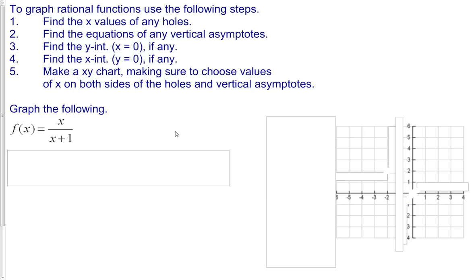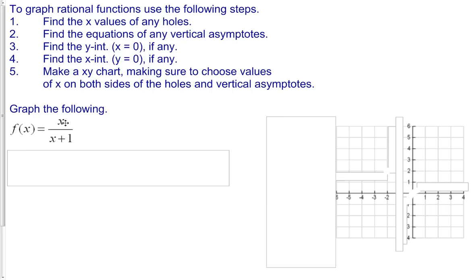Now we're going to actually graph rational functions. To do that, we need to identify holes and vertical asymptotes and then create a t-chart or use our calculators to graph the function. If we choose, we can use the x and y intercepts as a starting point that will give us some good places to plot on our graph.